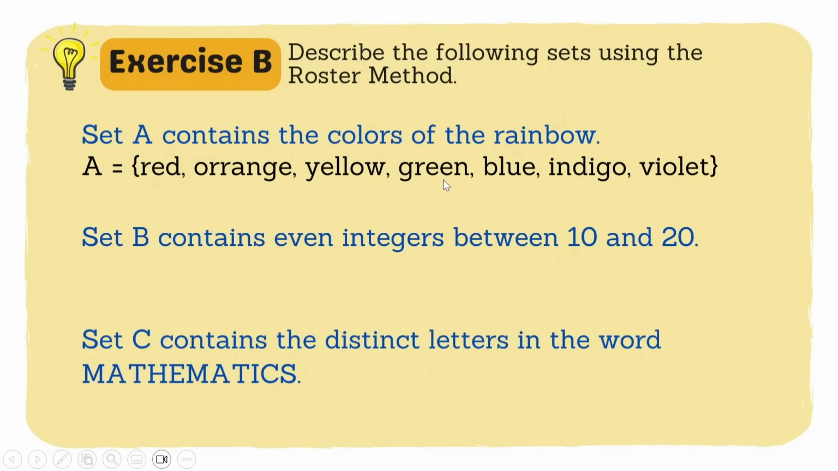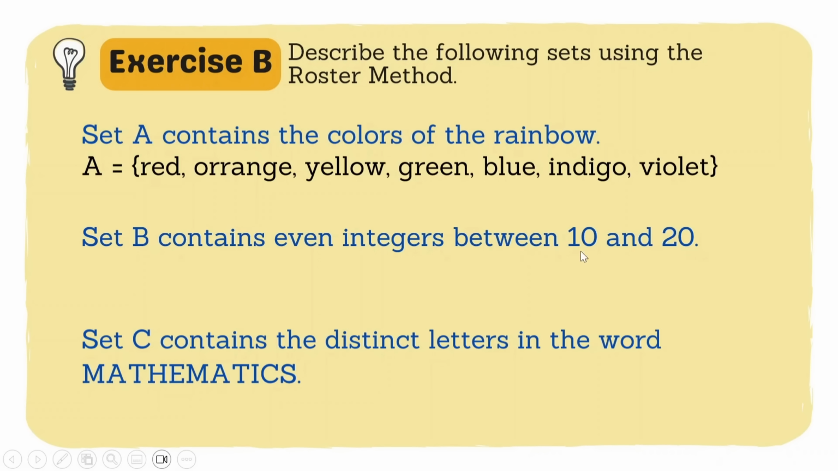Okay, ganun lang po ang pag-list down. Next one, set B. Set B contains even integers between 10 and 20. Okay? Pag sinabi nating even integers, ano po ba yung mga even integers natin? So we have there 2, we have 4, we have 6, 8, 10, and so on. Pero in this case, kailangan nating i-list lang yung between 10 and 20.